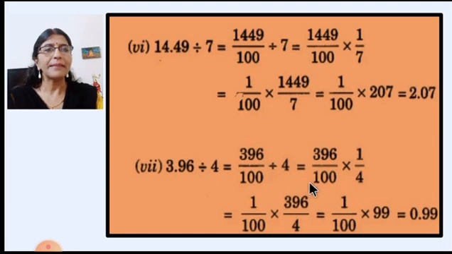Now again the same method. 396 upon 100. Division can be changed to multiplication, but the next number here, 4, will be written in reciprocal form. So we'll write 1 upon 4, which is the reciprocal form of 4. Now again we will rearrange it: 1 upon 100 and then 396 upon 4. Now this we can reduce, we'll get 99, and then 1 upon 100 into 99, 99 upon 100. Now you can bring the decimal point 2 places to the left, so you'll get 0.99.